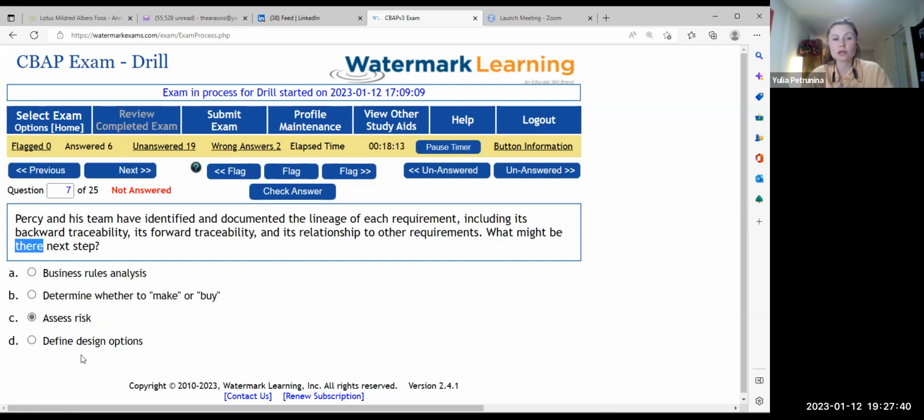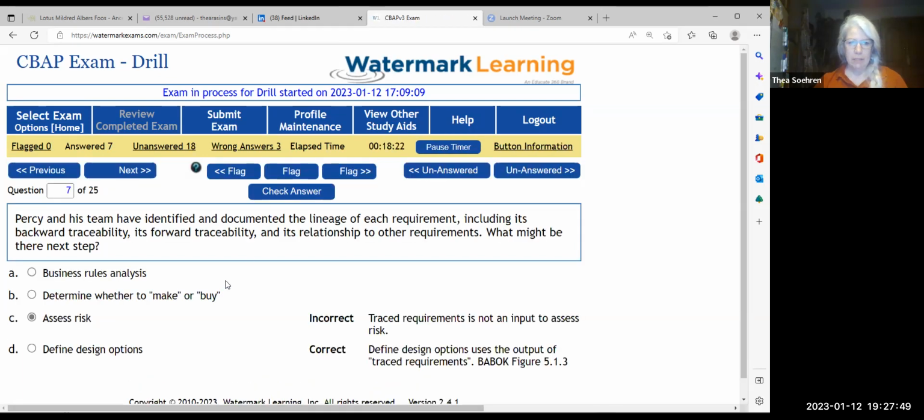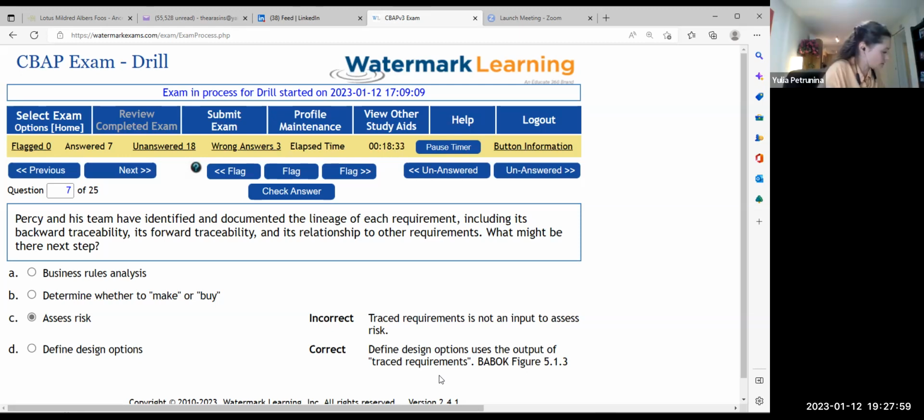Okay, so let's go with C. I heard several, but I might be wrong. It's okay. This is how we learn. And she was right again. That's right. Define design options uses the output of traced requirements.